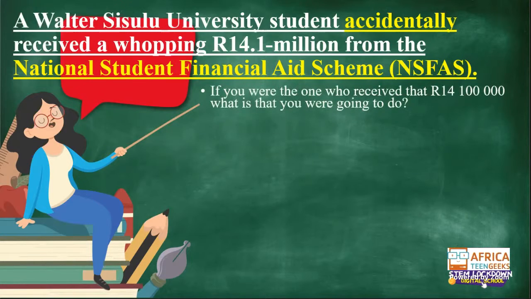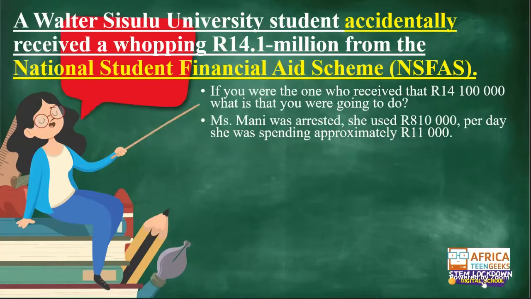If you were the one who received this 14.1 million, what were you going to do? Were you going to use the money or were you going to report to the bank? If we were going to use the money, you would have been arrested, similar to Miss Money's case. But if you would have reported the matter to the bank, you wouldn't have been arrested, right? Miss Money wouldn't have been arrested if she reported the matter to and consulted the bank.